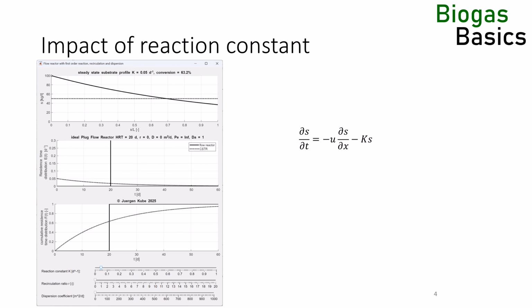Note that regardless of the reaction constant, the outlet concentration of the CSTR is always above the outlet concentration of the plug flow reactor. The residence time distribution functions are independent of the reaction constant. In fact, they are independent of the reaction. The distribution functions can be calculated and measured in a reactor without reactions by adding inert tracers to the feed.